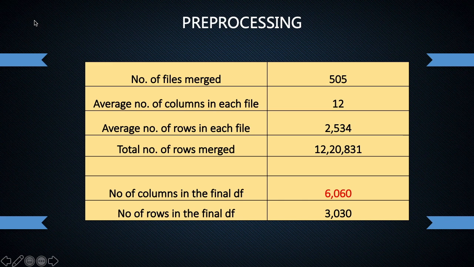This table shows our data file merging stats. We merged 505 files with an average of 12 columns and 2534 rows, and finally we got one merged data frame containing 6060 columns and 3030 rows. We saved that data frame into a file so that we can reuse it later in our further processing. As we deal with 10 years of data, there might be some inconsistency that we'll be handling in the preparation and cleaning section.